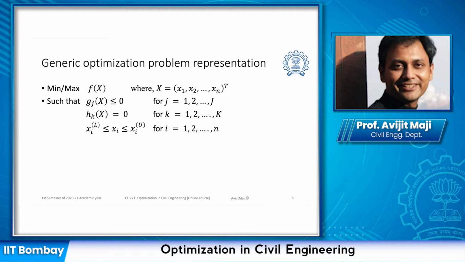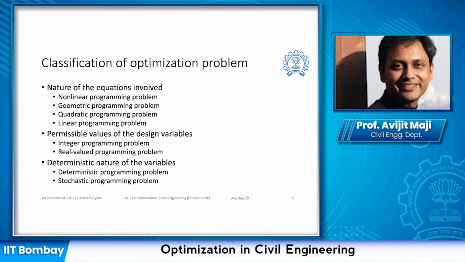So for example, if we go back and look into our generic optimization problem, and x1, x2, x3 appear in the objective function as a product with certain powers raised, then that particular problem becomes a geometric programming problem, and that type of function can be there in the objective function as well as in the constraint. Similarly, apart from the geometric programming problem, a quadratic programming problem is the one where the objective function or the constraint have quadratic equations.